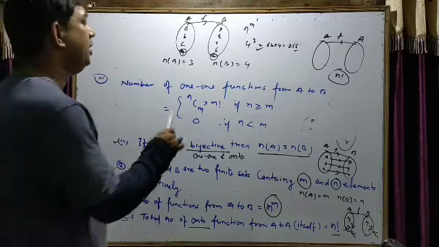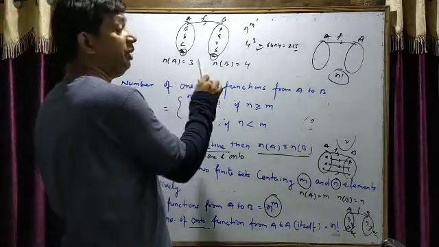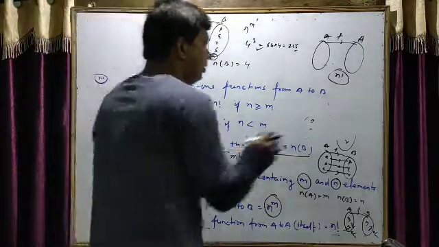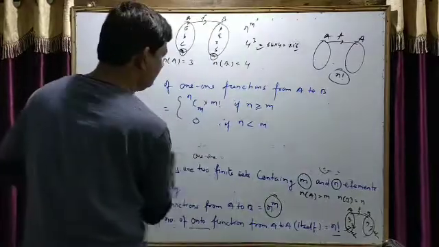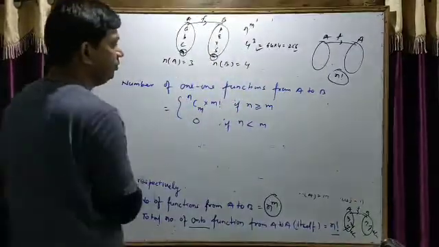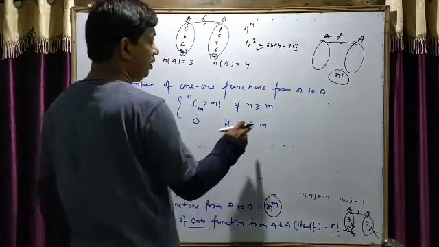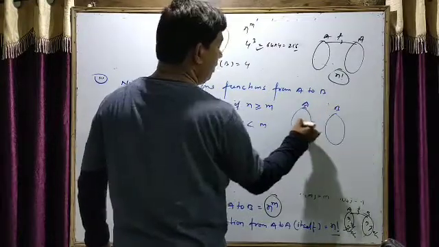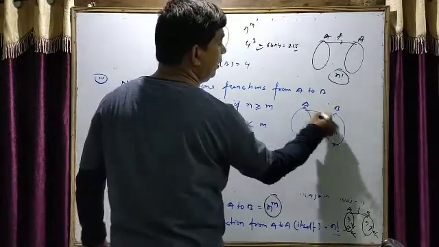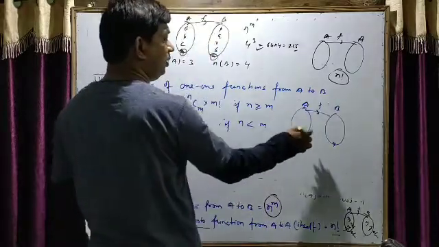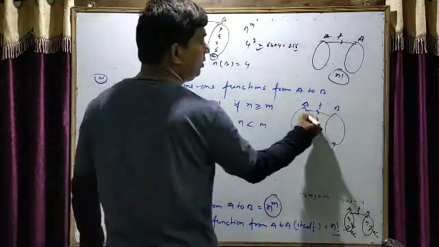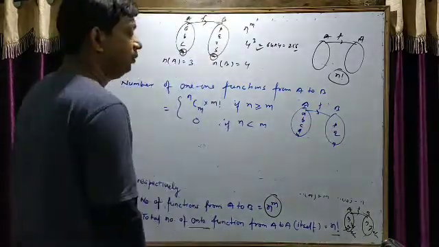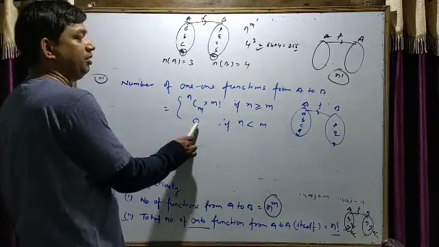Why? Because one-one means every element of the first set has a distinct image, meaning two distinct elements have two distinct images, then it is one-one. Why it is 0, that point I have to explain. This is m, A containing m elements, B containing n elements. F is a rule. So if here n is less, A, B, C, D, and here it is P, Q, then it is never one-one. That is why the number of one-one functions is 0.